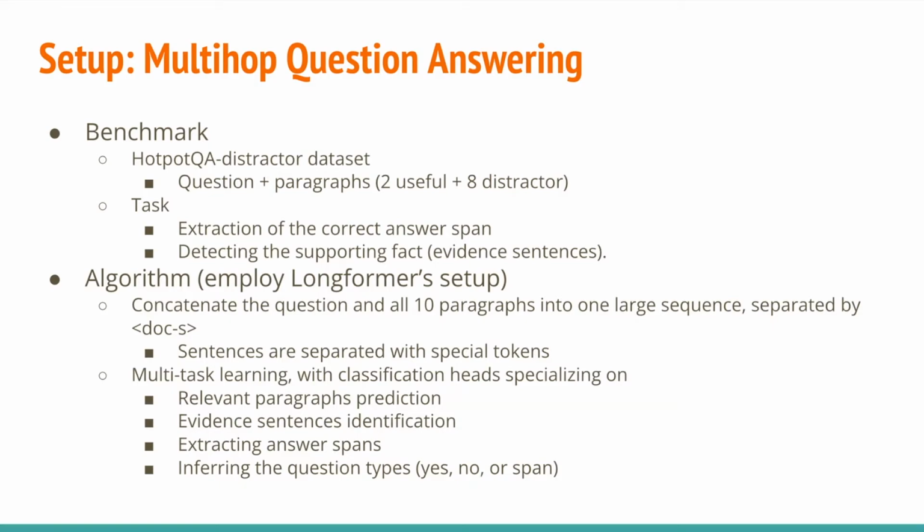For the algorithm to perform this task, they basically employed the Longformer setup. They concatenate the question and all 10 paragraphs into one giant sequence, separated by document tokens. And because they also perform sentence level tagging, the sentences are separated by special tokens. And they use multitask learning with classification heads specializing in relevant paragraph prediction, evidence sentence identification, extracting answer spans, and inferring the question types. So basically, they use multitask learning to perform all of the relevant tasks together.